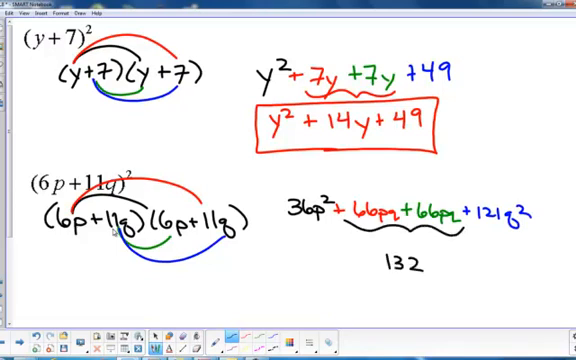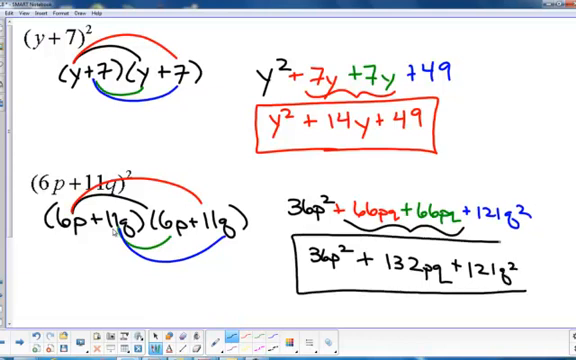So 132pq is in the middle. We've got our 36p squared and our 121q squared. And these are two forms. This is called expanded form. And this is called factored form with the parentheses.